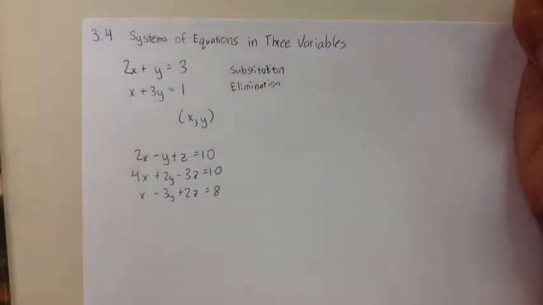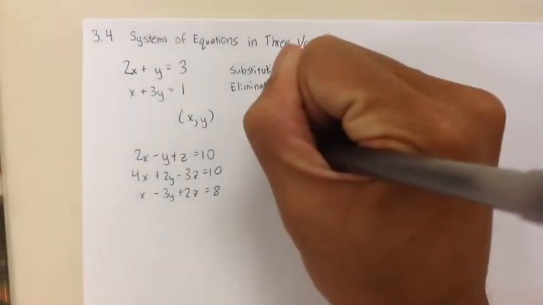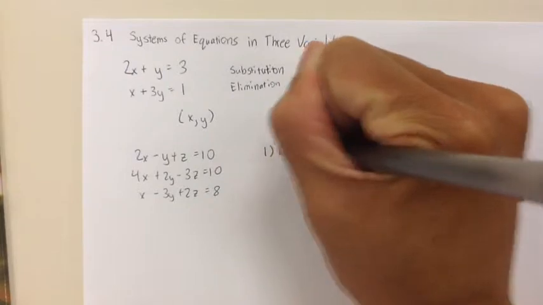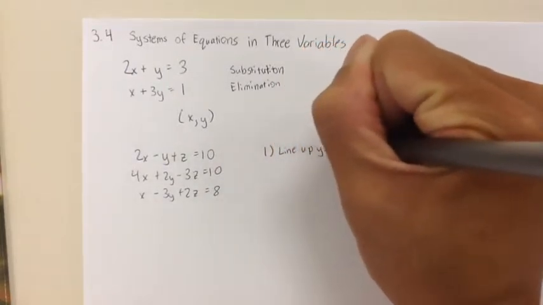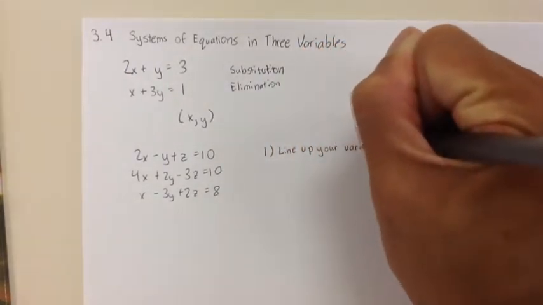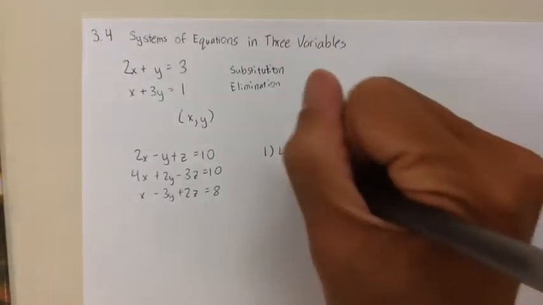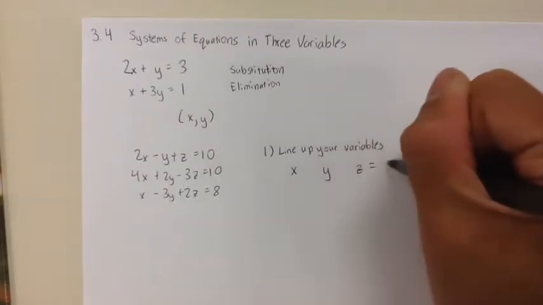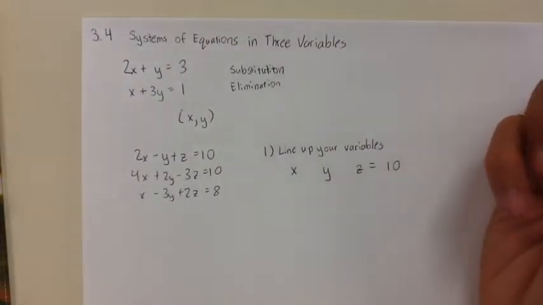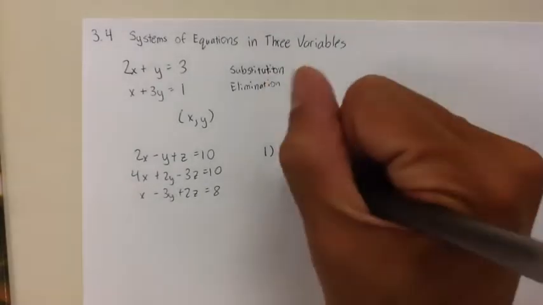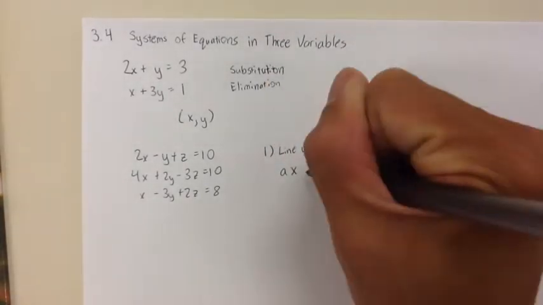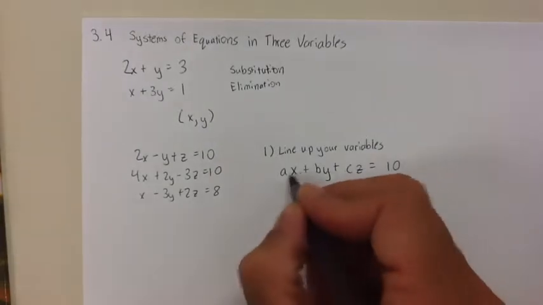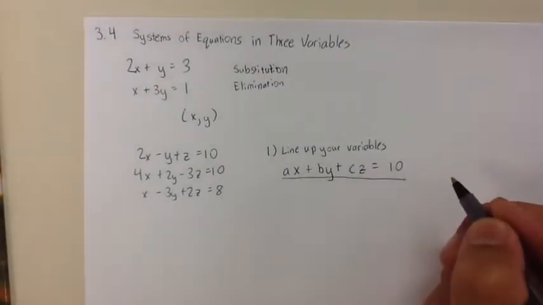There's actually a very simple, or it's not simple, but it's a straightforward set of things that you should always do. The first thing you should always do is make sure that you line up your variables. You should always do it with your x, your y, your z is equal to some number. Whatever's in front of those variables are your coefficients. Those might be different every single time, but you should always line up your variables starting with that.